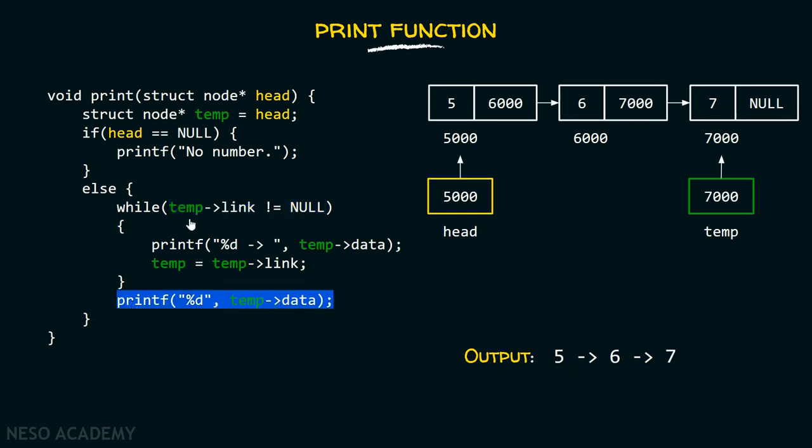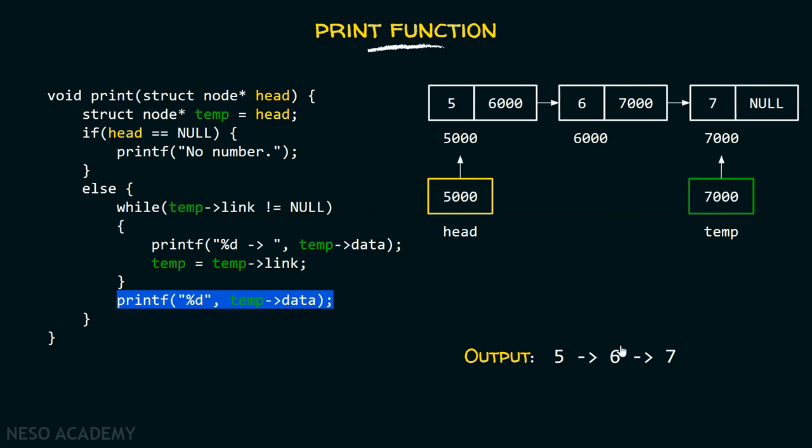Now you can clearly understand why I have put this condition temp link not equal to null. Because I want my pointer to stop at the last node, and this is important because I just want to print this value and I don't want to print the arrow after this value. You can see this in this printf function. Every value is followed by this arrow. So the value will get printed and then the arrow will get printed every time, right?